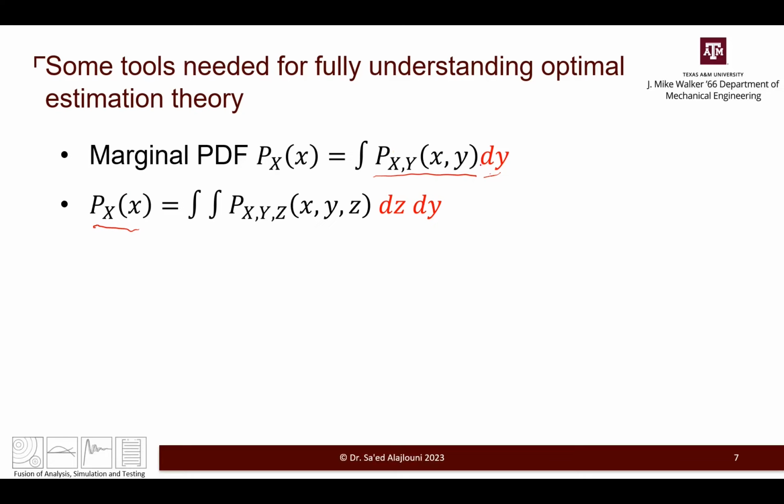Yeah, so if you integrate with respect to y, it means you're replacing y with fixed values, and you're summing over all possible values of y. So this ends up as a function of x. Here we're doing the same, except we have 3 variables in this function. So we have to integrate over z and y to eventually have the PDF of x.